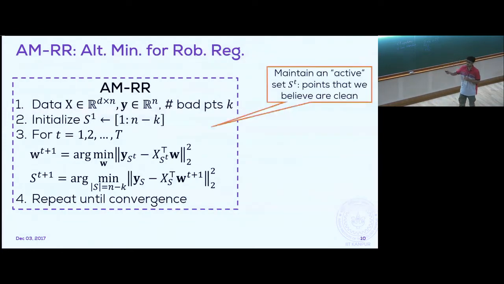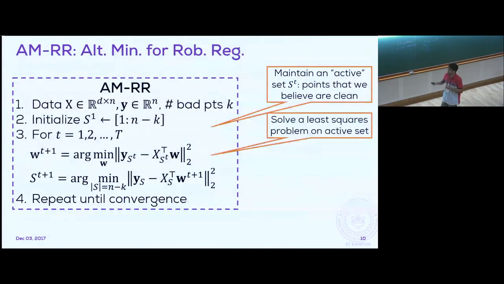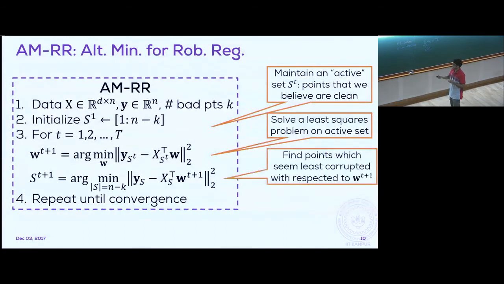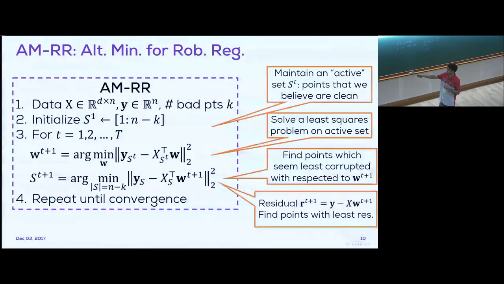So this is the active set. I'll call this set S^t. Active set is the set of points that we believe at this moment are clean. We solve a least squares problem on the active set, and then we update the active set to find the points which seem least corrupted with respect to the model that we have just learned. And this can be done very easily. You just find the residual vector, sort it, and find the points with the least absolute residual values.